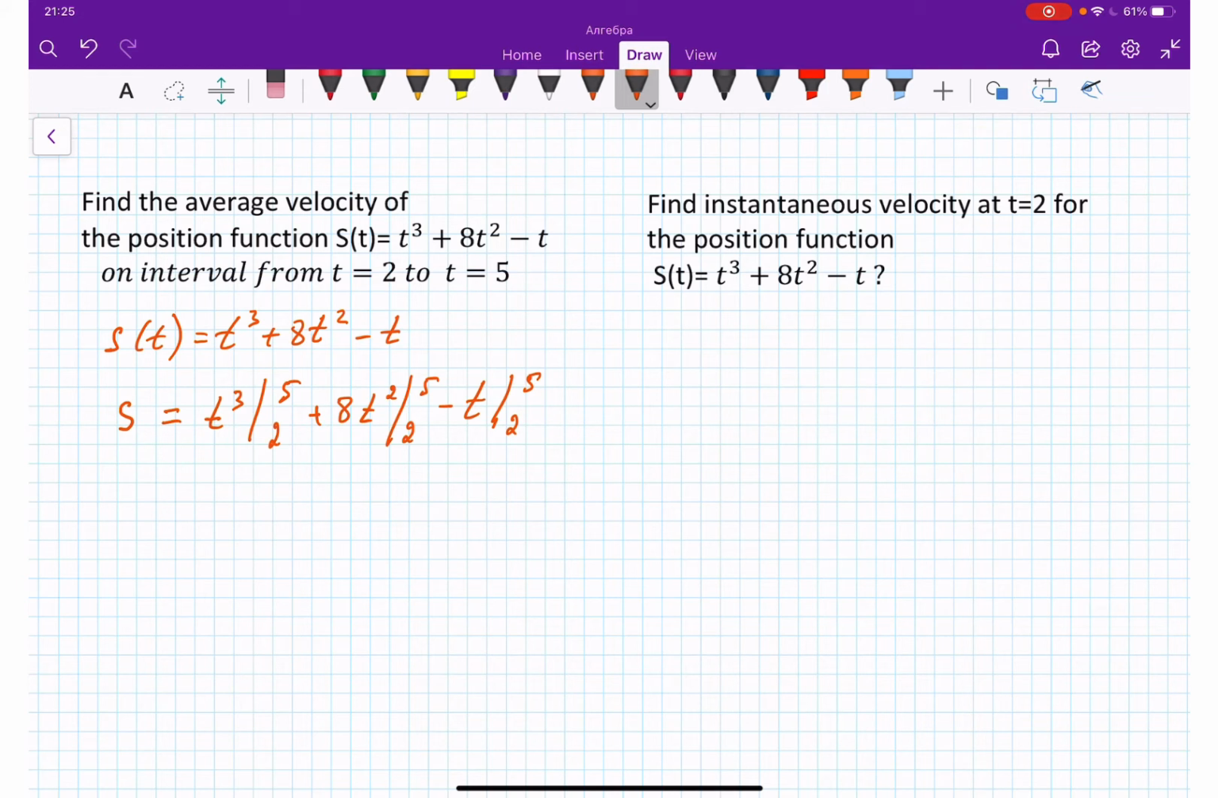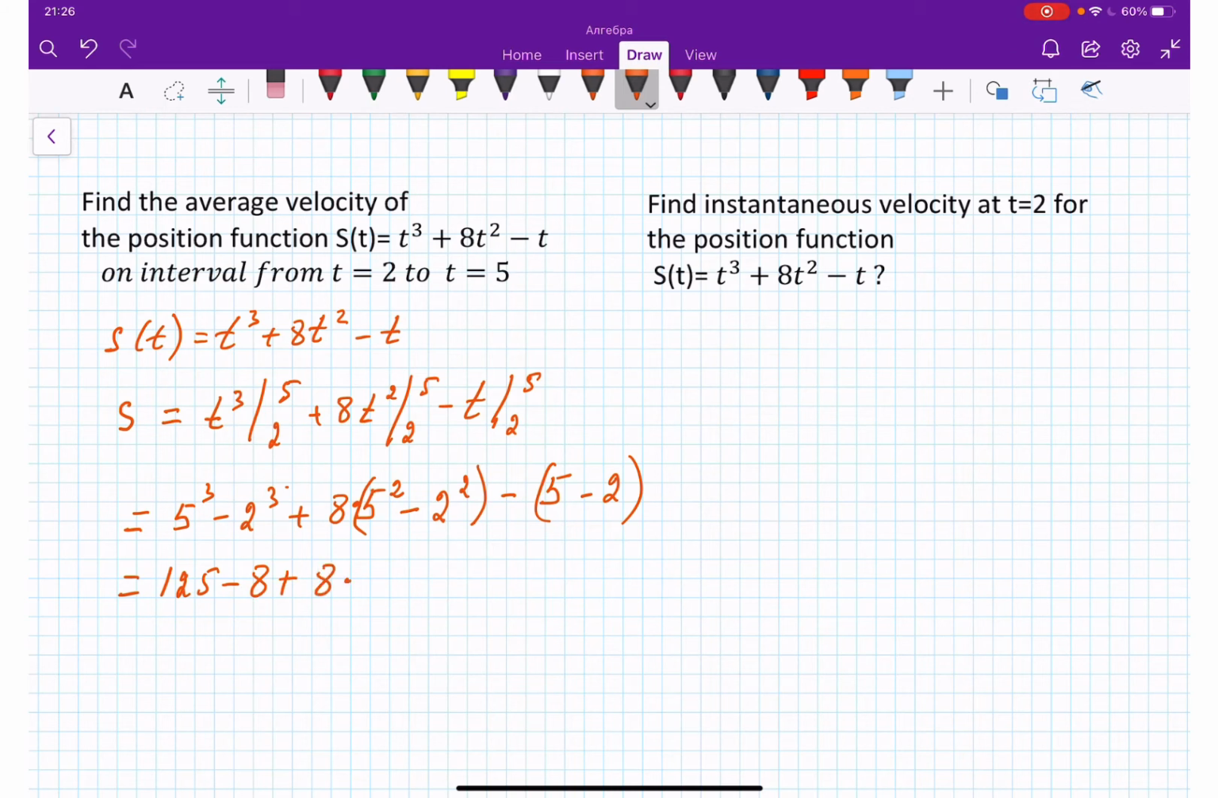And let's see what we are going to get here. This is going to be equal to 5 cubed minus 2 cubed, plus 8 times (5 squared minus 2 squared), and minus 5, well, minus 2. 5 cubed is going to be 125, 5 times 5 times 5. 2 cubed is 8, plus 8 times 5 squared, which is 25, minus 4, and minus 3.